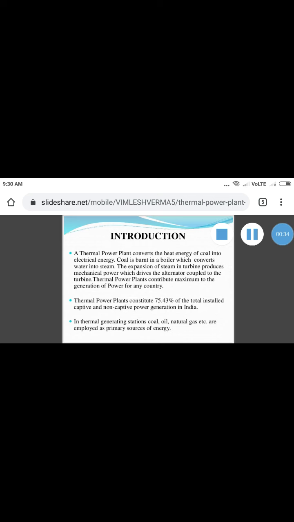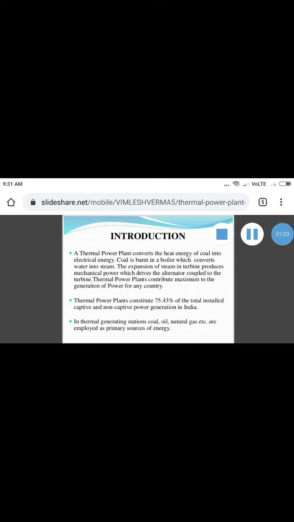So, first part is introduction. A thermal power plant converts the heat energy of coal into electrical energy. Coal is burnt in boiler which converts water into steam. The expansion of steam in turbine produces the mechanical power which drives the alternator coupled to the turbine. Thermal power plants contribute maximum to the generation of power for any country.